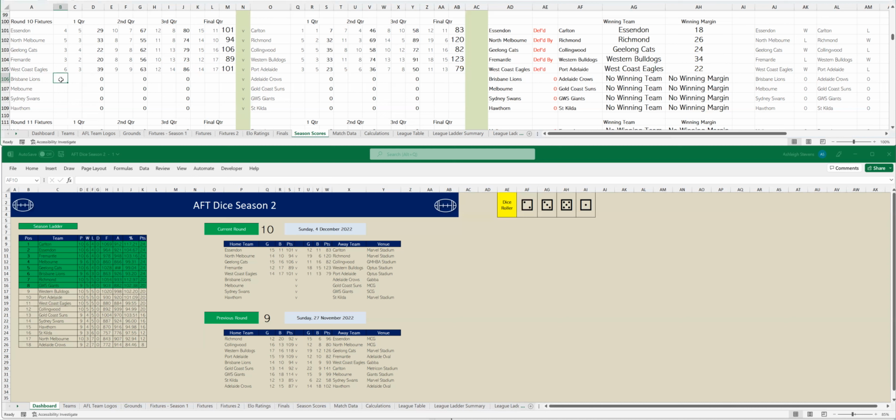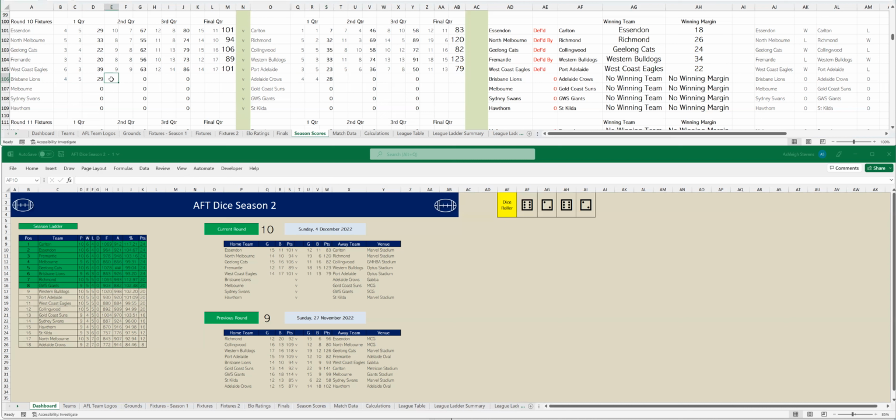It is Brisbane versus Adelaide Crows at the Gabba. Let's go to the first quarter. Brisbane 4 goals 5. Adelaide 4 goals 4. Fairly close at quarter time.